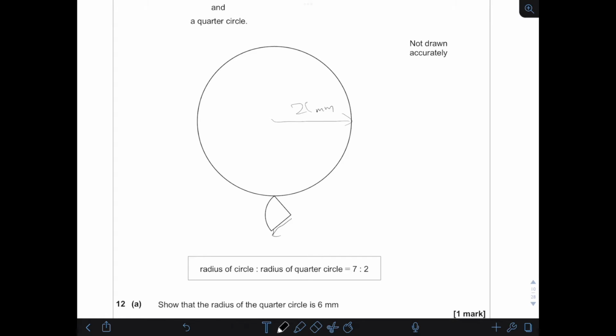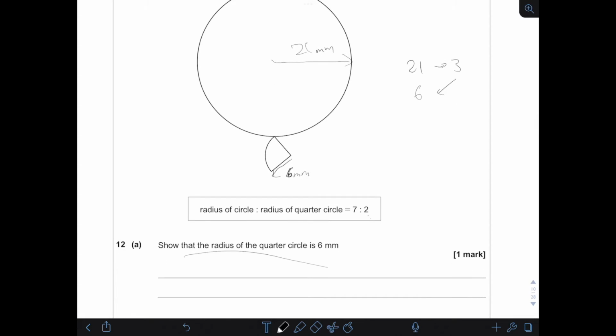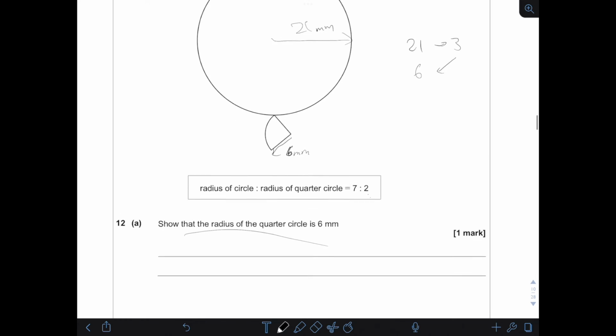So, 21 contains 7 parts, and each part is 3, right? Which means that if I want to have 2 parts, then I'm going to have 6 as the number, because 3 times 2 is 6, right? So that means the radius is 6 mm. And there you go, that's the question. Actually, I didn't even read the question.